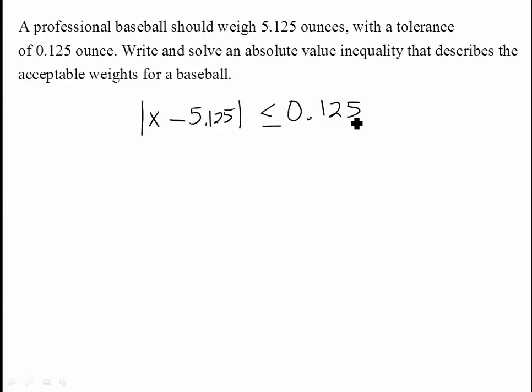It's possible for the weight of the baseball to be heavier. When I break this up, one possibility is x minus 5.125 be less than or equal to 0.125. It's positive 0.125 because the weight can be bigger, is higher.